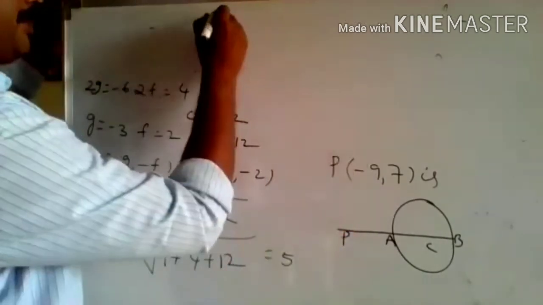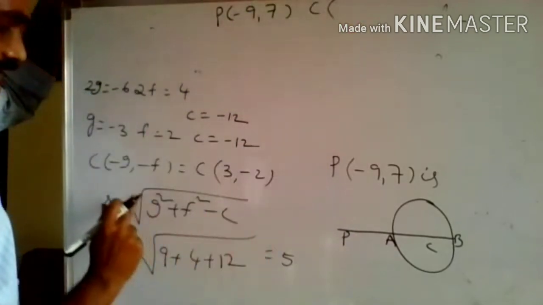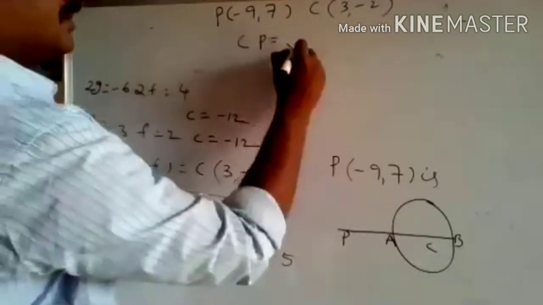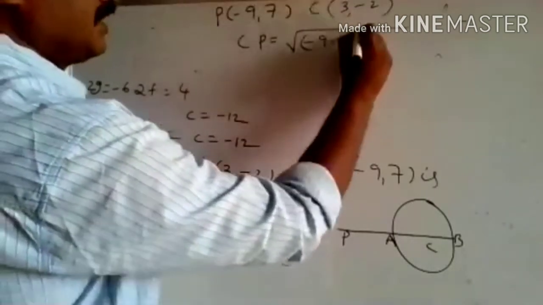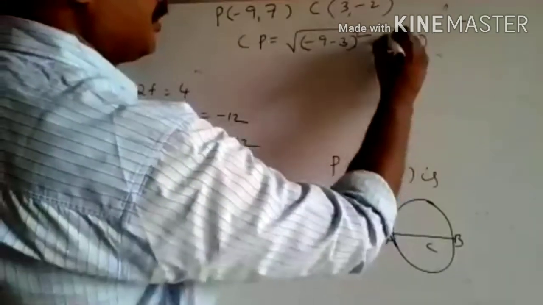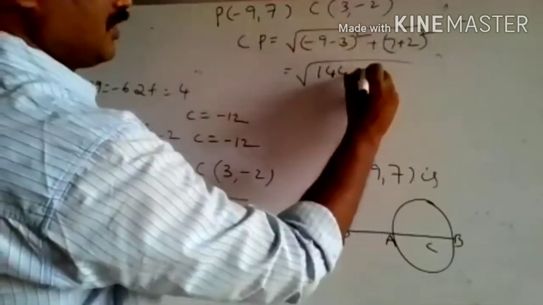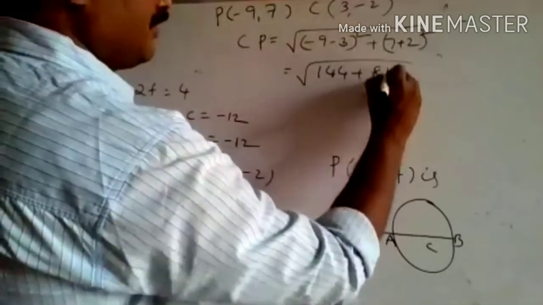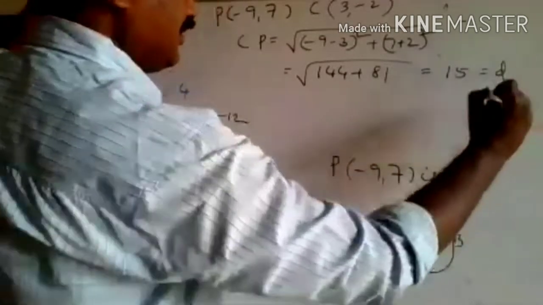Students, next is point P, minus 9 comma 7, and point C, the center, 3 comma minus 2. First calculate CP using the distance formula between 2 points: root of (minus 9 minus 3) whole square plus (7 plus 2) whole square. This is 12 whole square, 144, plus 9 square, 81. Root of 225 is 15. So D is equal to 15.